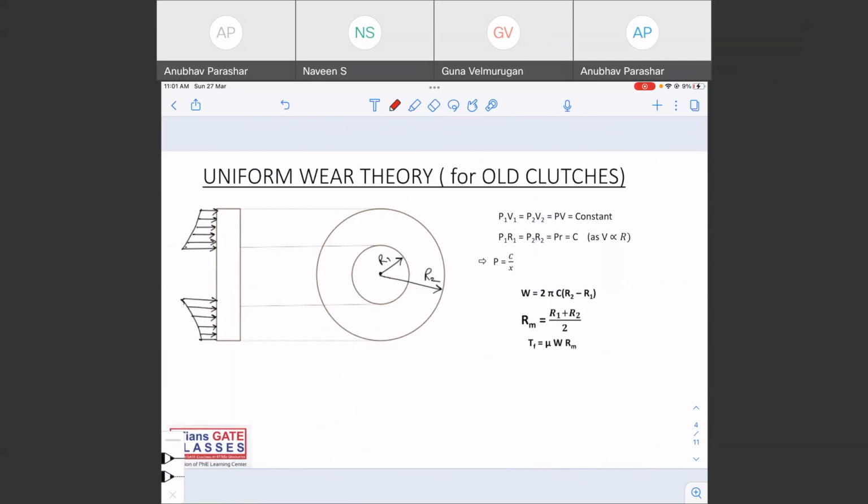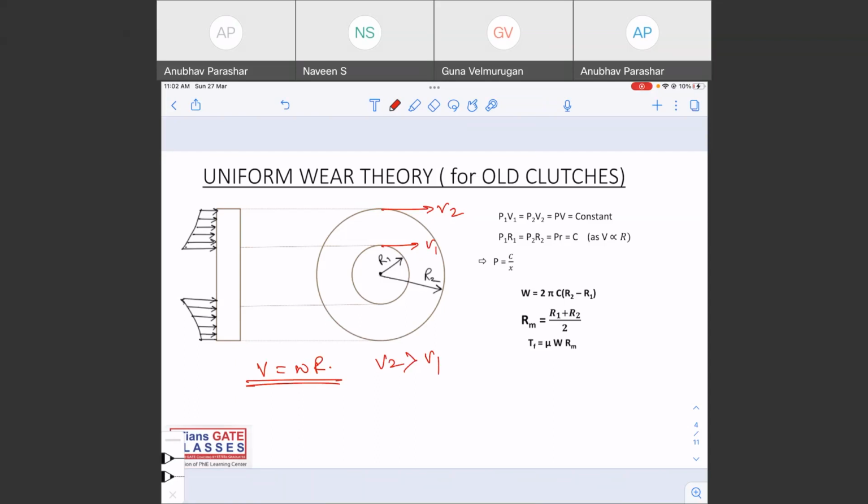Similarly, you have the uniform wear theory. This is for old clutches. What happens as the clutch keeps getting used and used? It will get worn. I'm assuming that the wear is uniform. Now tell me, will the wear actually be uniform? No. Why? Because we know that velocity is equal to omega r, and omega is constant. So at lower radius you have v1, at higher radius you have v2, so definitely v2 is greater than v1.